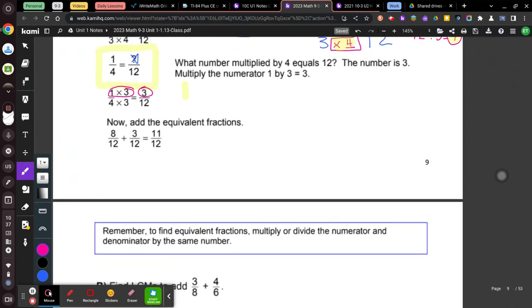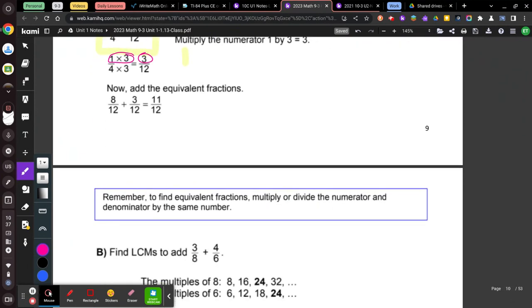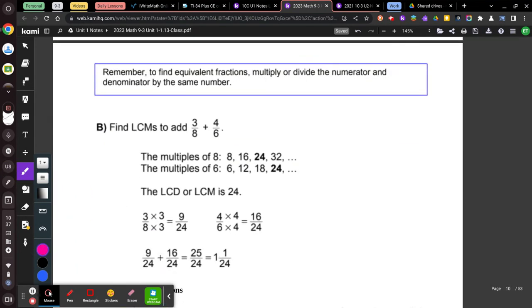Okay? Now it says add your equivalent fractions. So I made an equivalent fraction, 8 out of 12, 3 out of 12. How much would it get altogether? Well, if it's all out of 12, you're going to add the top numbers. Okay? All right, turn your page.